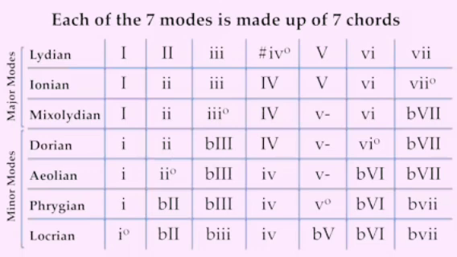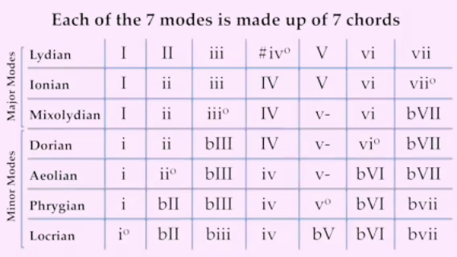Another thing you can look at is that there are the major modes and the minor modes. So the major modes are the Lydian, the Ionian, and the Mixolydian. And then all the modes that have a flat 3 are considered the minor modes. So the Dorian, the Aeolian, the Phrygian, and the Locrian.